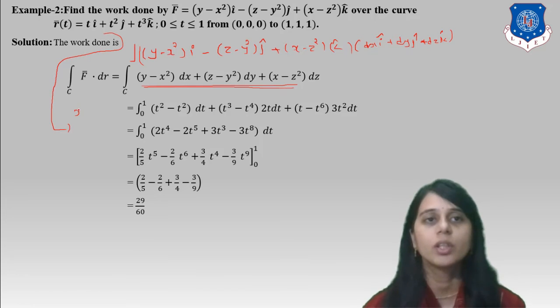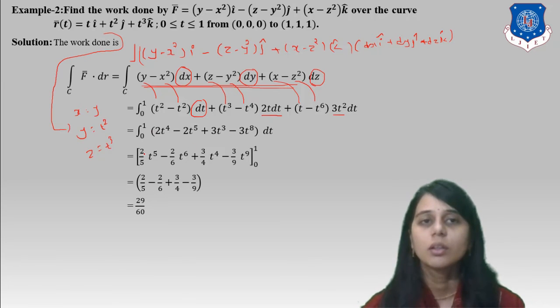Now, from this, we have x equal to t, y equal to t square, and z equal to t cube. Put these all values in the equation. What is dz? dz is 3t square dt. What is dy? dy is 2t dt. What is dx? dx is dt. Whole equation is converting to t formation. To solve this t polynomial, we get this formation and integrate this. Put the value of upper limit minus lower limit, we get answer as 29 by 60.